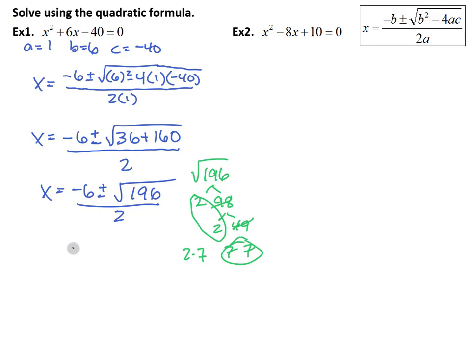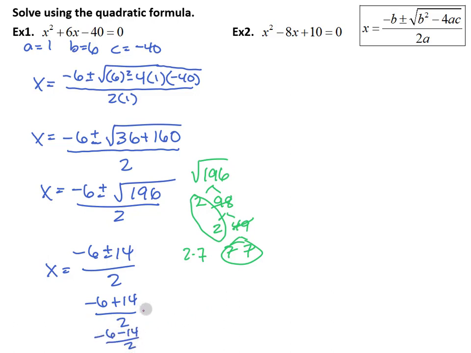Okay, so we have -6 plus or minus 14 all over 2. We ended up getting a nice exact value. And when you do get an exact value over here, we can actually go ahead and calculate this out and keep our answers as exact as possible. So we have two cases. We have -6 plus 14 over 2. And then we also have -6 minus 14 over 2.